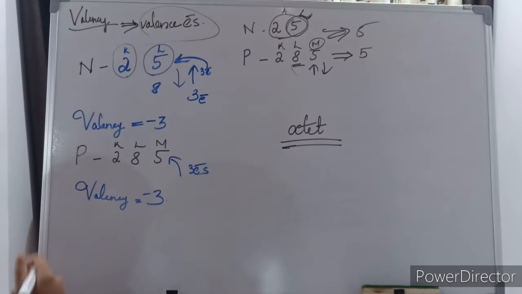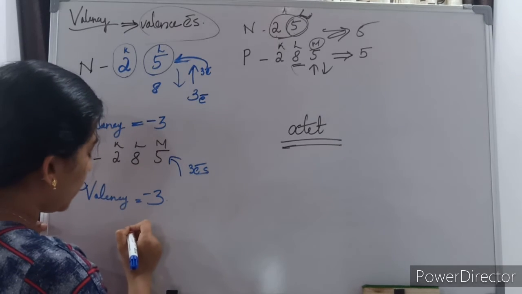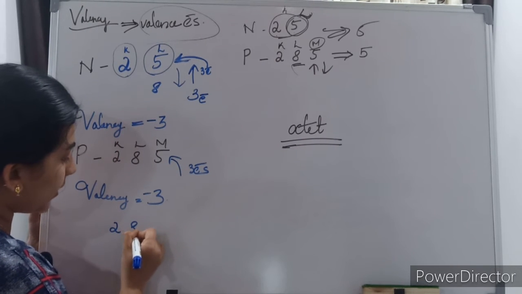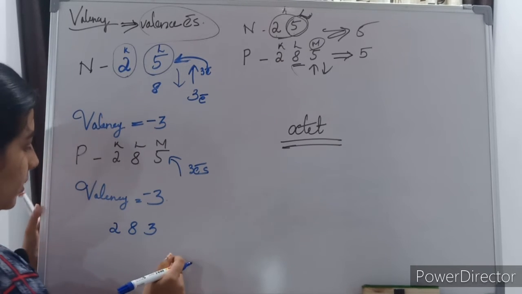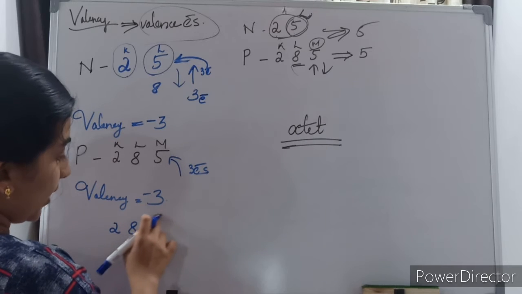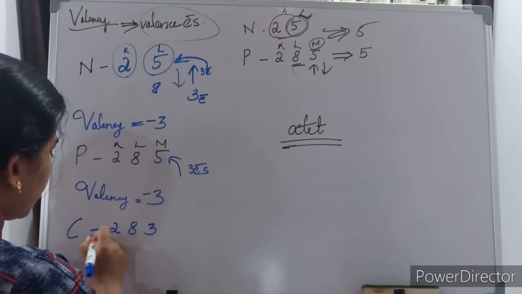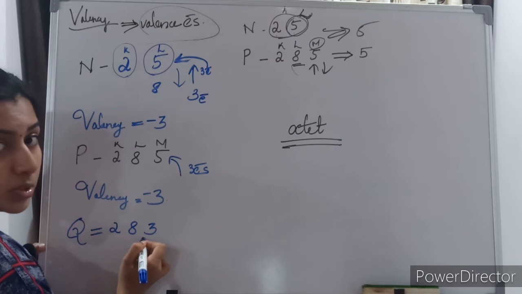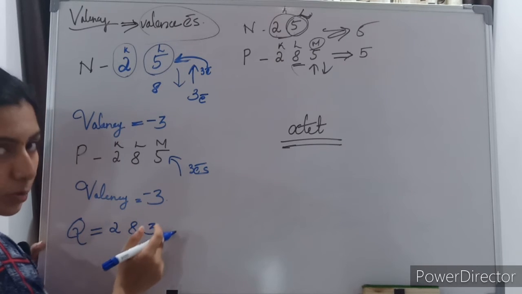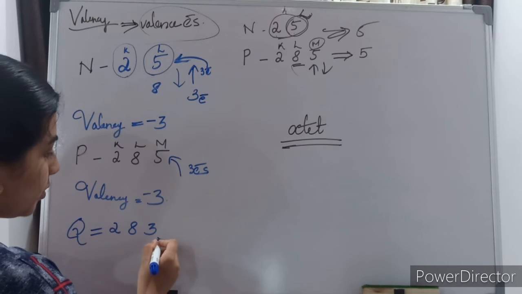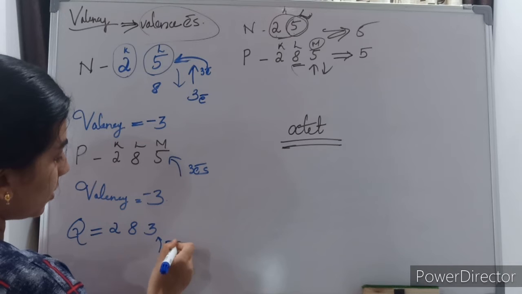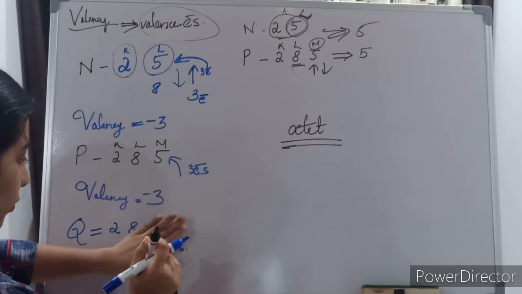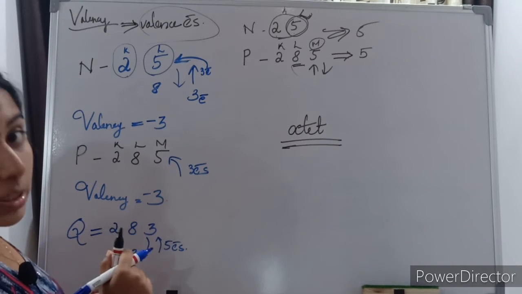So, the valency will be -3. Suppose the element was not phosphorus, this is just an example to make it very clear. If it was 2, 8, 3, naming it as Q, for example, then 3 is the number of electrons present in the outermost shell. So, what will be the case? Either they should take in 5 electrons, or they should give up 3 electrons, so that this shell will be removed, and the configuration will be 2, 8, which is a stable configuration, right?